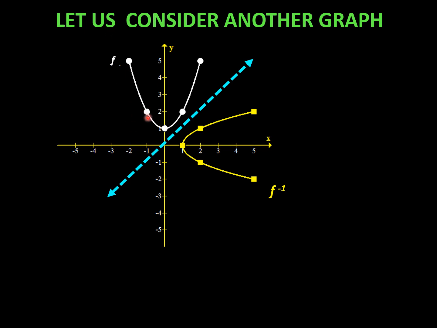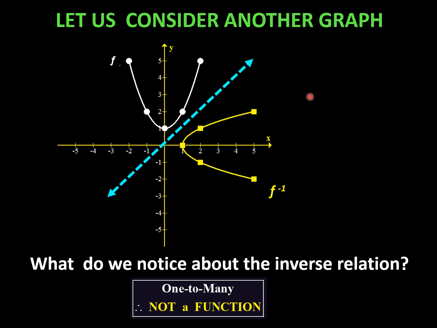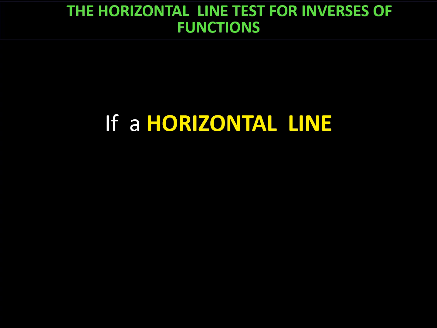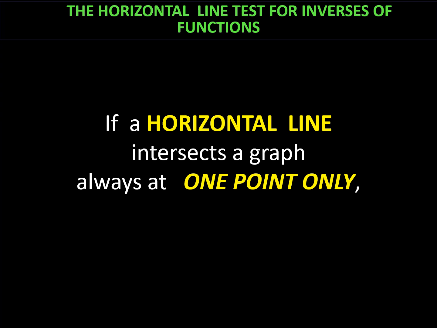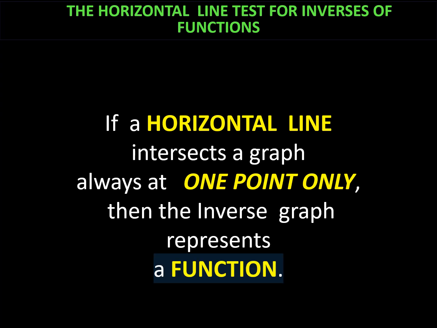So we know this one here is a function. Let's check whether the inverse is also a function. If I look at that using the vertical line test, we can see that the vertical line cuts it more than once. Now let's look at a test that can be used to determine whether the inverse of a function will again be a function. This is known as the horizontal line test. If a horizontal line always intersects a graph at one point only, then the inverse graph will represent a function.